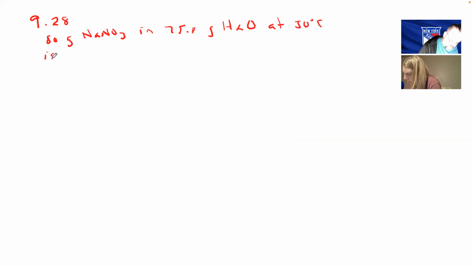So we've got 80 grams of NaNO3 in 75 grams of H2O at 50 degrees, and it's cooled to 20 degrees Celsius. That means it's going to slow down dissolving. So first thing I would say is at 50 degrees, let's figure out if the solution is saturated or unsaturated. That's what I would probably do first.